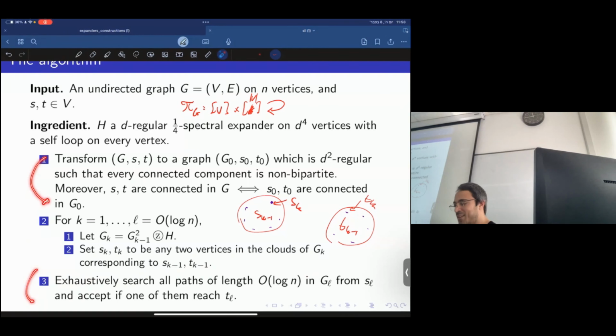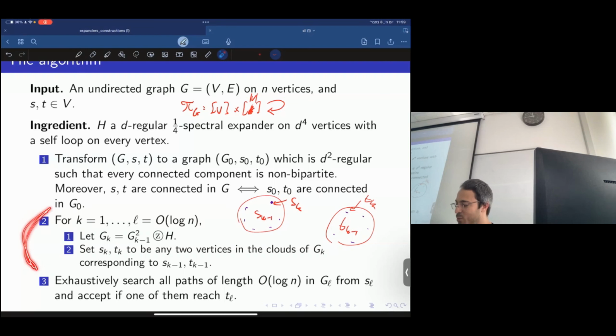This you can do in space log n. This is unclear: you have log n iterations, and unless you're doing something right, if you do that in the naive way, that's going to cost log squared n. That's what I'm going to do, but it's not trivial. There is a way to do it in place, and that's what we'll do after the break.